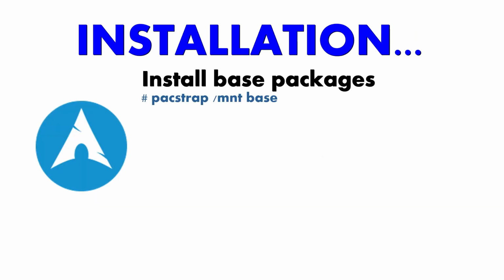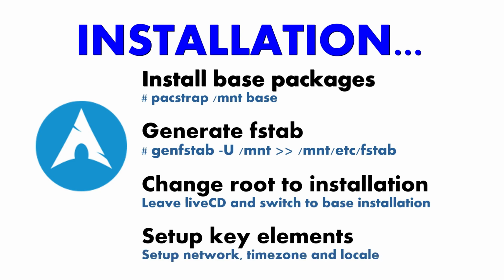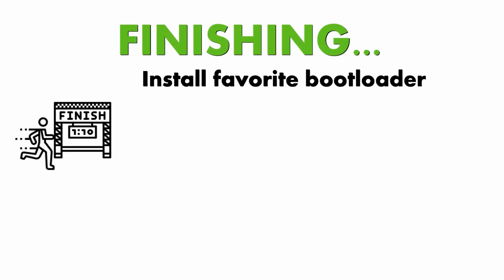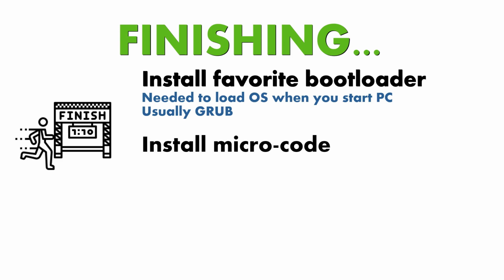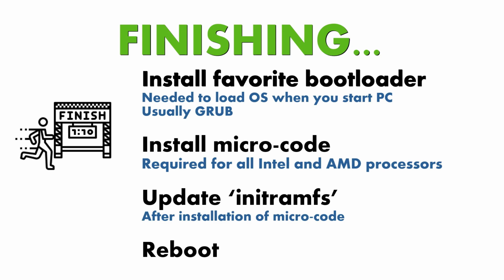After the installation of base packages, fstab is generated and the user has to log into the freshly installed base setup using the chroot command, or change root command, to finalize the key elements like network, time zone, system locale, etc. Finally, before the installation can be considered complete, one needs to install a bootloader of choice. Normally these days GRUB2 is a default choice, followed by installation of microcode depending on the processor type. As a last step, one needs to update initramfs and then reboot.